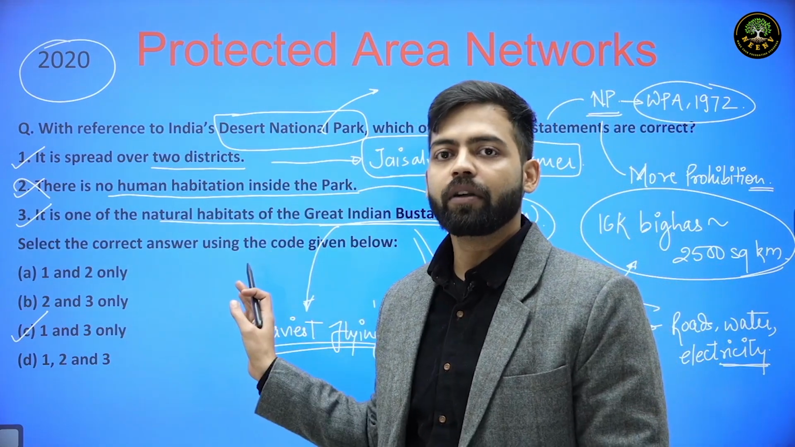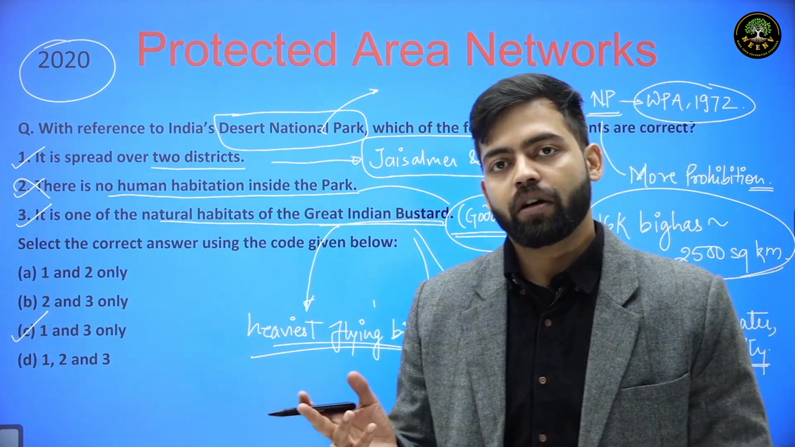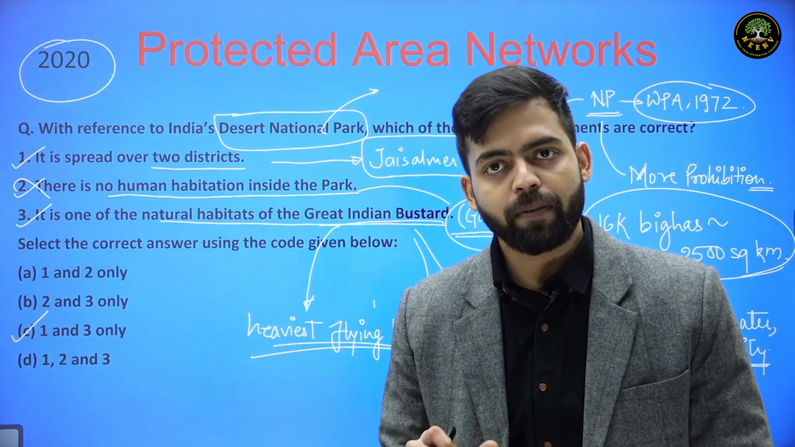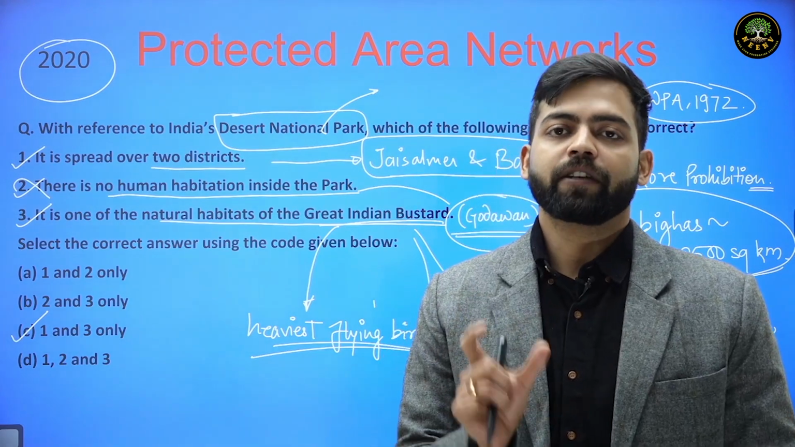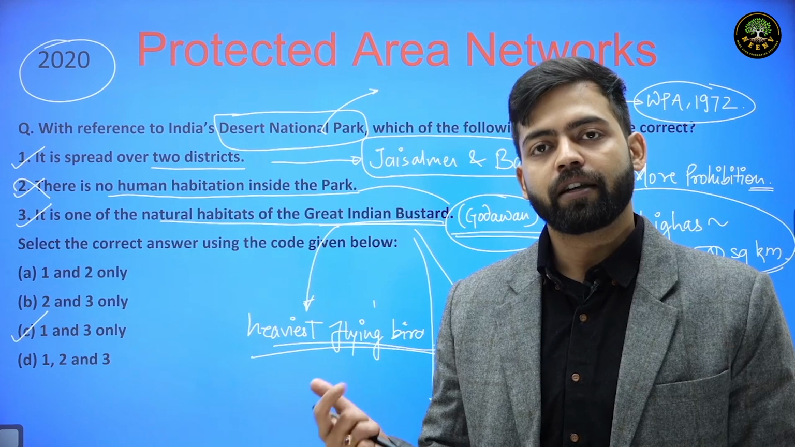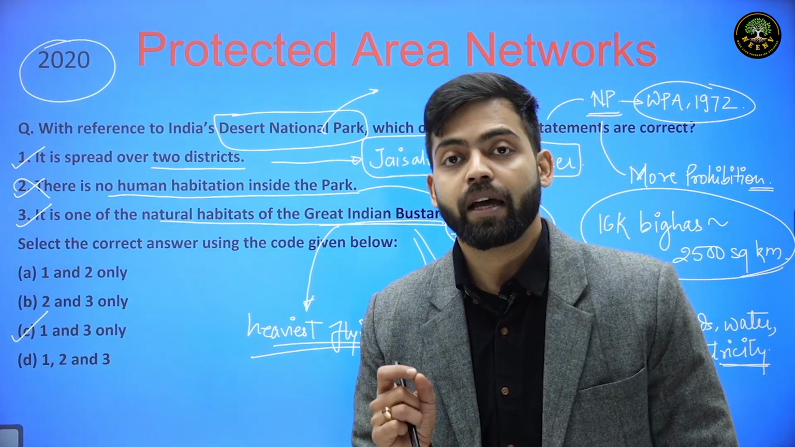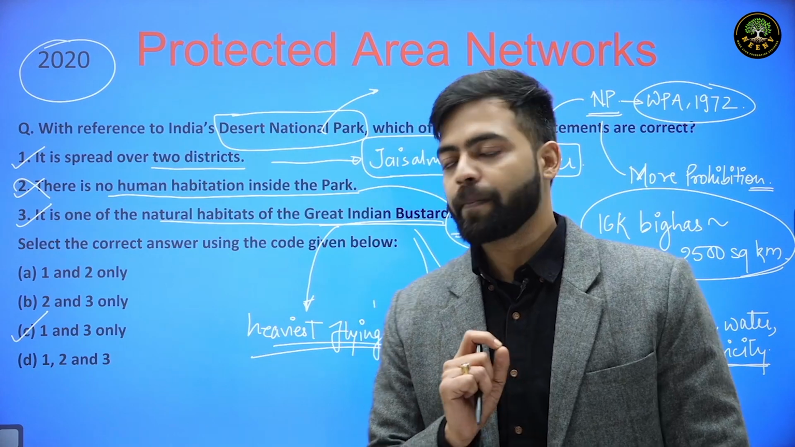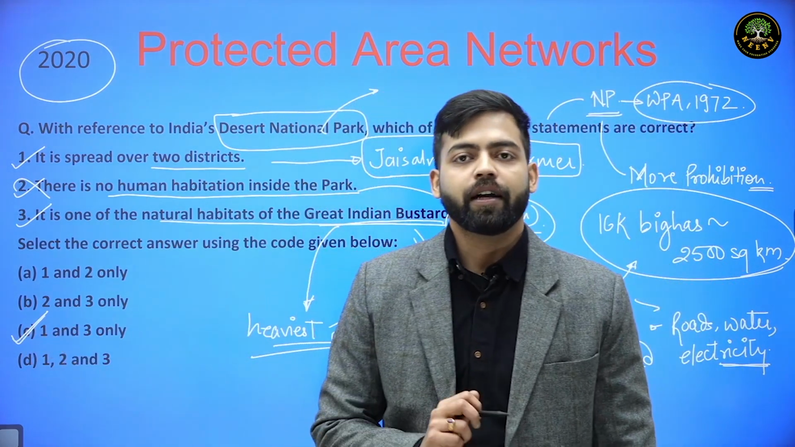But in this particular case, since the communities were living there prior to the adoption of Desert National Park as a national park, the Supreme Court said that at least basic facilities should be provided to these communities, and that these communities living in Desert National Park should be allowed to live there. So our answer for this question will be C, 1 and 3.